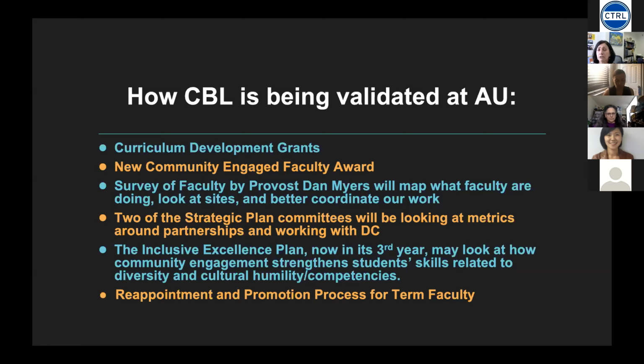There again are two strategic planning committees. One is about partnerships and one is working with DC. And there are people on those committees that are very invested in this work, and we're trying to get metrics that show and demonstrate how we are advancing the strategic plan through this kind of work.